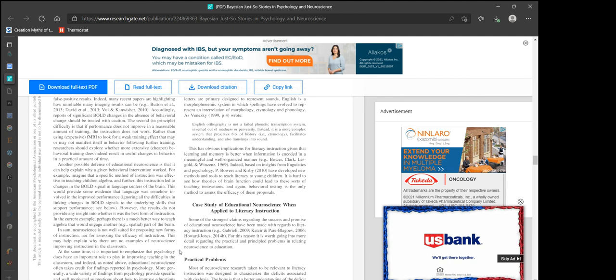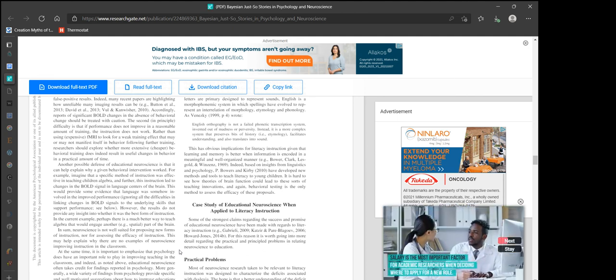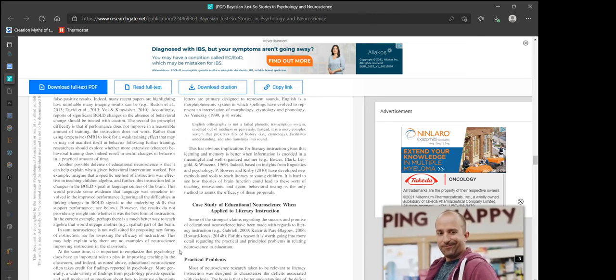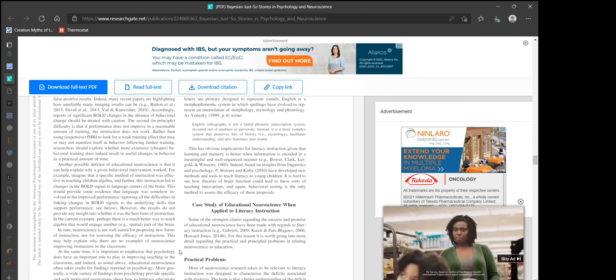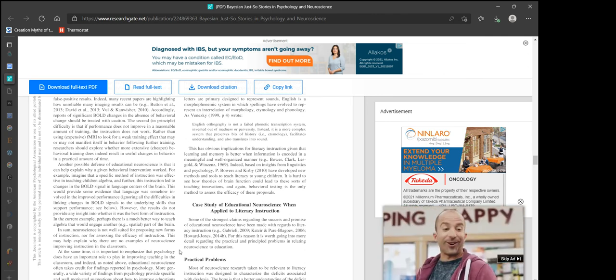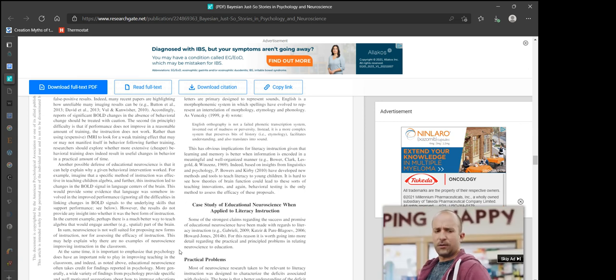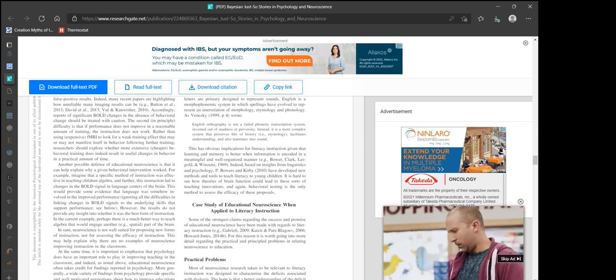Indeed, based on insights from linguistics and psychology, Bowers and Kirby, 2010, have developed new methods and tools to teach literacy to young children. It is hard to see how theories of brain function could lead to these sorts of teacher innovations. And again, behavioral testing is the only method to assess the efficacy of these proposals.